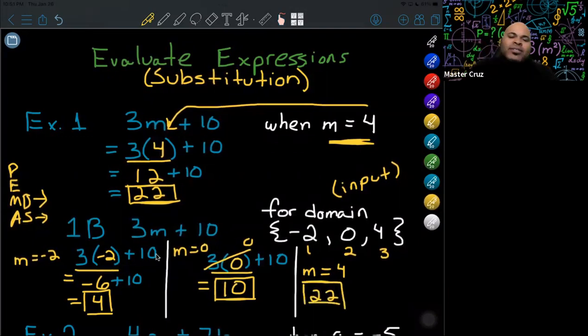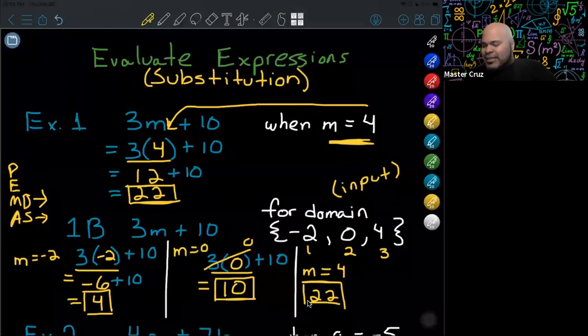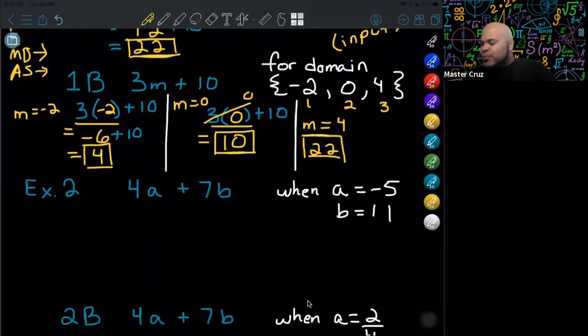You could answer this as m equals 4, comma 10, comma 22. You could also, not m equals, sorry, just like that: 4, 10, and 22. And then that's it. Those are the answers. 3 domains, 3 inputs, 3 answers, 3 outputs. Okay. I hope that makes sense. Here we go. Example 2.